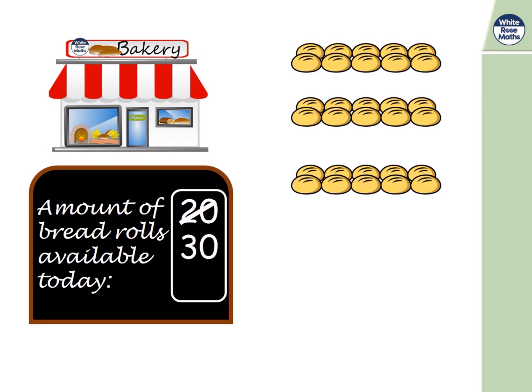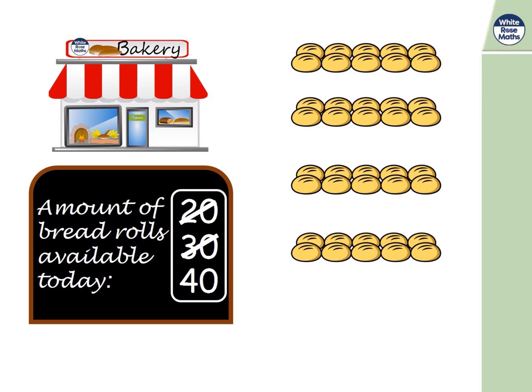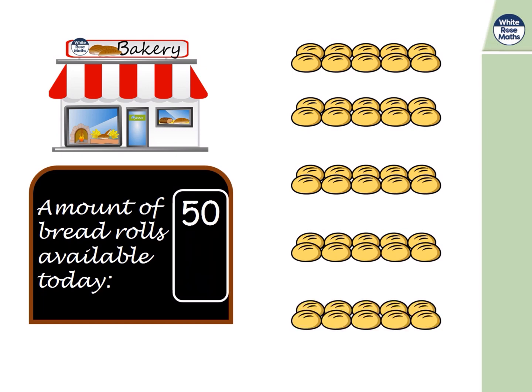He amends the chalkboard outside his bakery so everybody knows how many bread rolls are available to buy. Lots of people are coming again, so he decides to bake another 10. He had 20 and then 30 and another 10 will be 40. 40 bread rolls available today. It's the start of a new day, and today he's got 50 bread rolls available to buy.